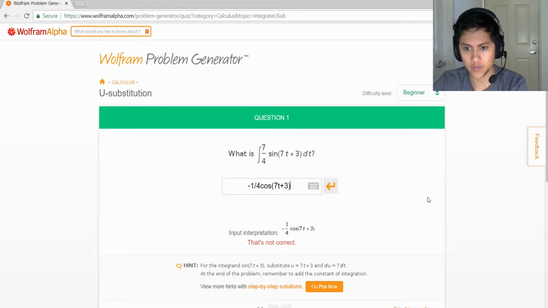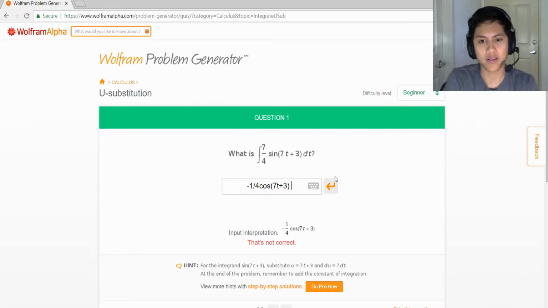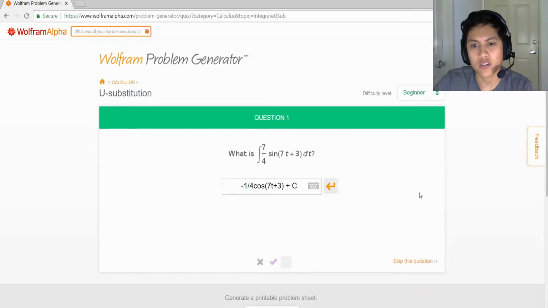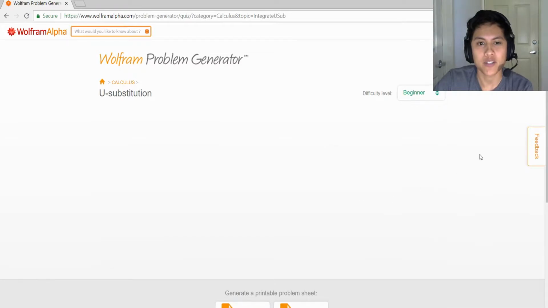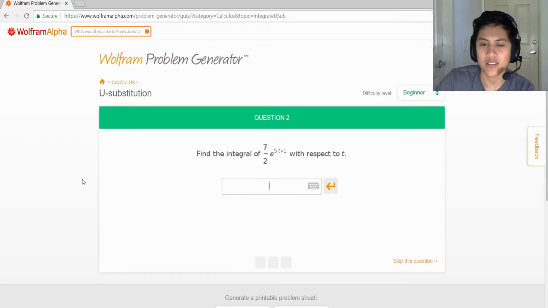Yeah, that's what I have. Oh, add that. Oh, okay, fine. Add the constant of integration. Oh my gosh. Okay, now it was like. See, I knew that was the answer, but like. Gosh. So this is a bit easy.